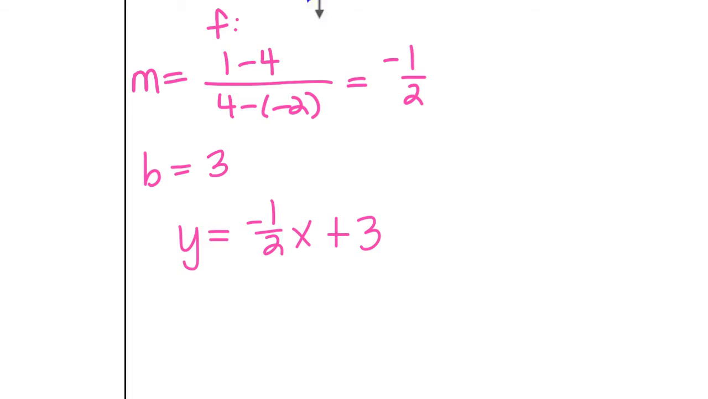But on the test, I believe it's going to ask you to go all the way to standard form. So I can't leave it like this. Standard form means that x and y need to both be on the same side of the equal sign. So let's start by moving this x over. And we're going to do that by adding 1/2 x to both sides.